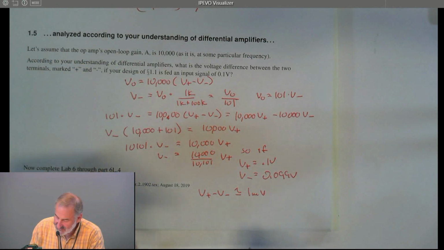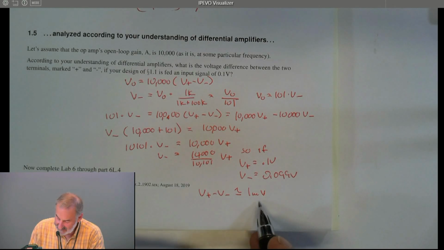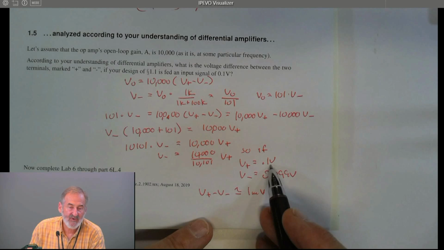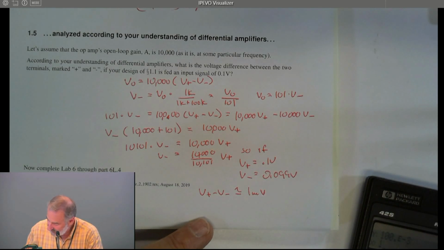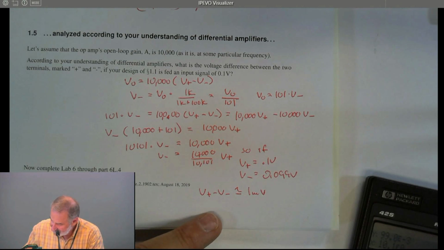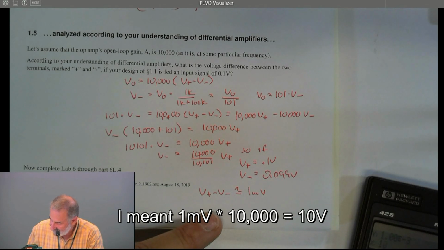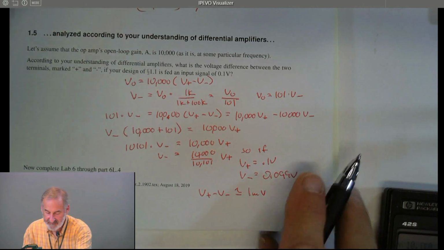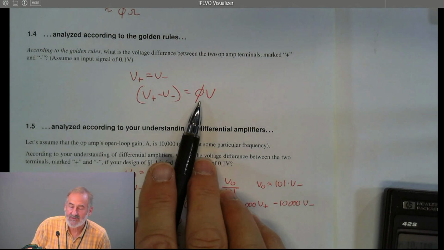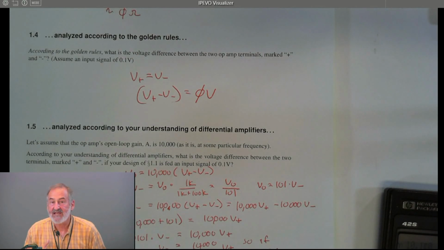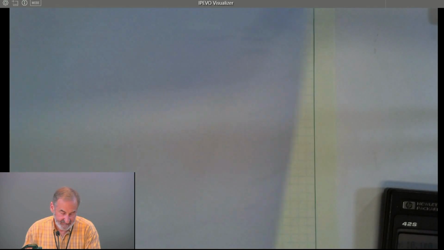And that makes sense because we're going to multiply that by 10,000 to get 100 times 0.1, because our V in is 0.1 volt. If we multiply that by 101, the output voltage is going to be 10.1 volts, and we need 1 millivolt, which is 10 volts divided by the open loop gain of the op amp. So we don't actually have 0 volts difference between V plus and V minus. We have about 1 millivolt, which is pretty small, and it's the reason we say that V plus and V minus are effectively the same thing.